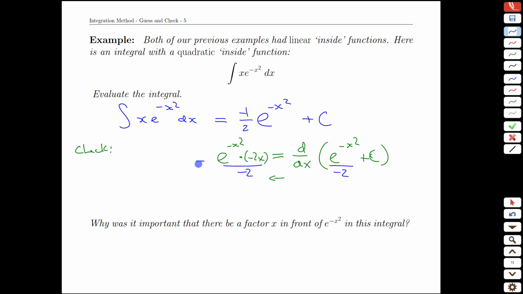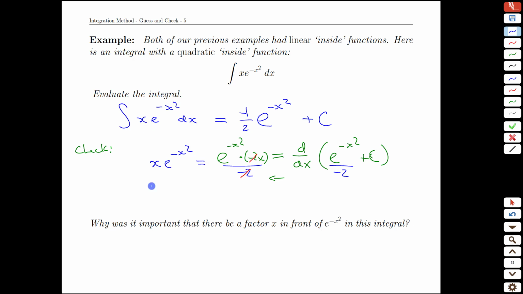And sure enough, when we cancel the negative 2's, we get x e to the negative x squared. In other words, a perfect match to the function we started with. That means if we integrate x e to the negative x squared, we actually get something a little bit simpler, just the exponential by itself with a little coefficient out front. And we know that's correct because when we differentiate this, we get exactly back to the function that we started with.